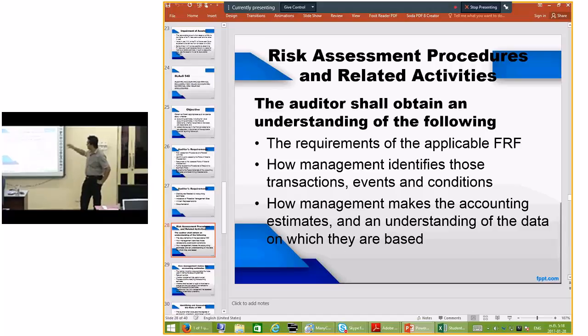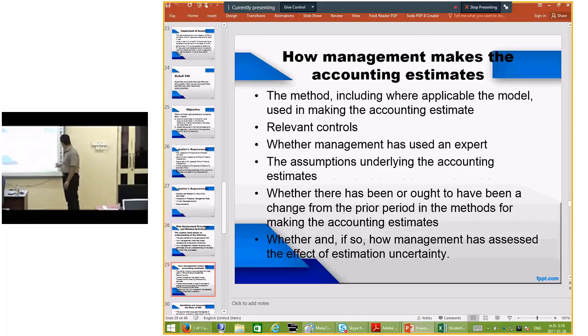So as we discussed, the auditor shall obtain an understanding of the following requirements. Basically the applicable financial reporting framework, how management identifies those transactions, events and conditions, how management makes the accounting estimates, and an understanding of the data on which they are based, right? So this is a general understanding of accounting estimates made by the management. Already we discussed those areas.